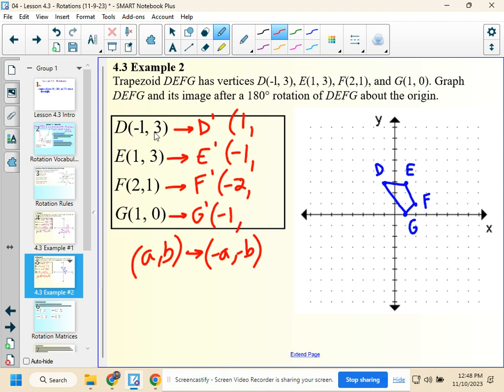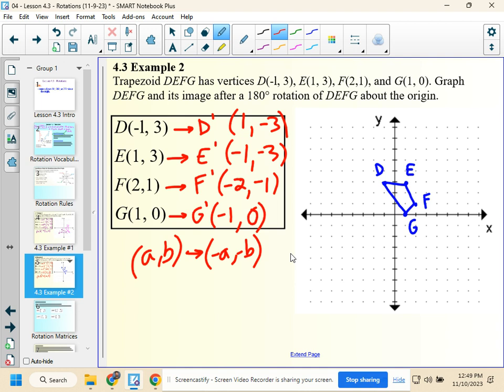Same thing with the Y's. Take this 3, make it negative. Take this 3, make it negative. Take that 1, make it negative. Now with the 0, obviously it doesn't have a sign, so that just can stay as is. There's no positive or negative 0, so that's one that's not going to change. Again, fairly simple with the rotation there. Here we go. We can plot those and be done.